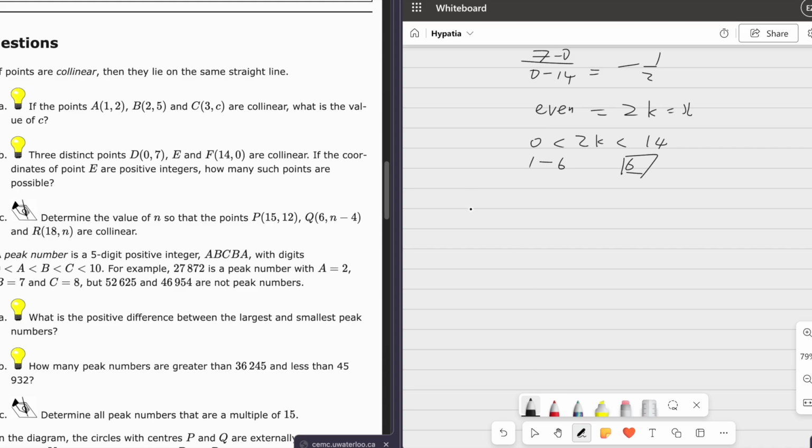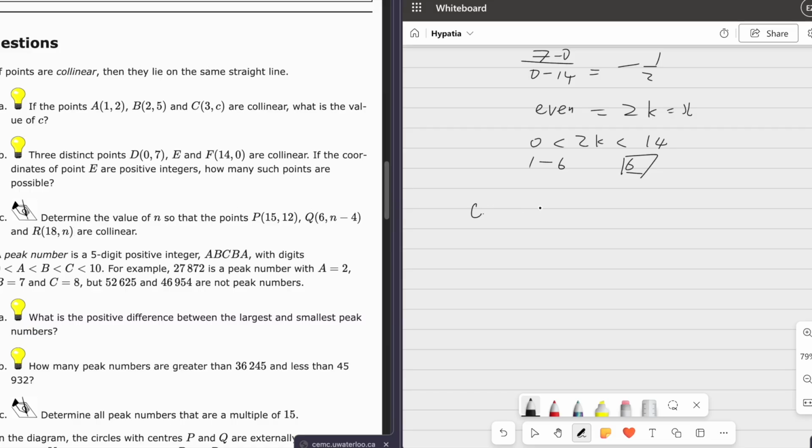For part C, determine the value of n so that the points P(15, 12), Q(6, n minus 4) and R(18, n) are collinear. So this means they have the same slope. What we do is try to find the slope first and then find the y-intercept as in the first question, Question A. Then find the coordinate of Q or R, then find the value of n.